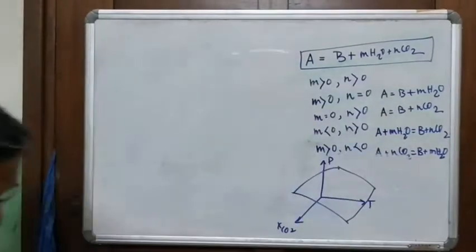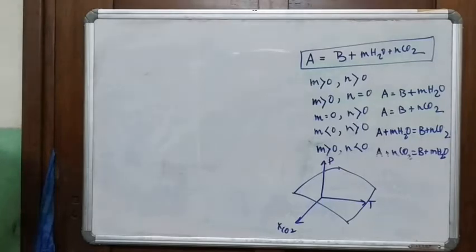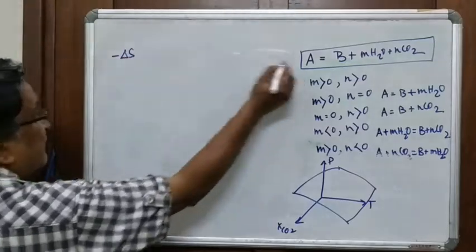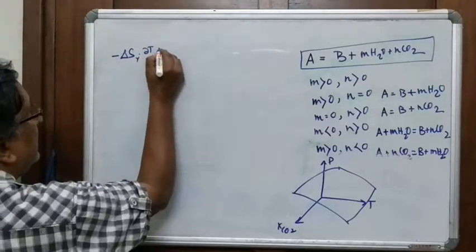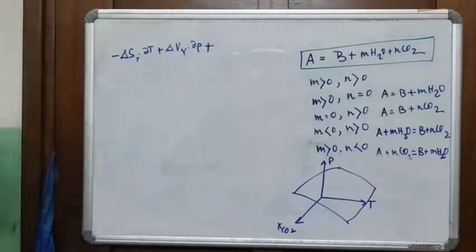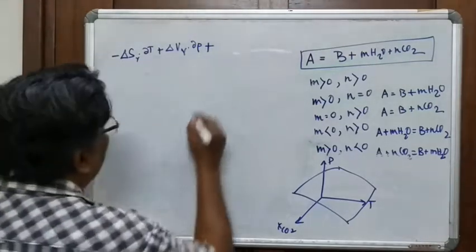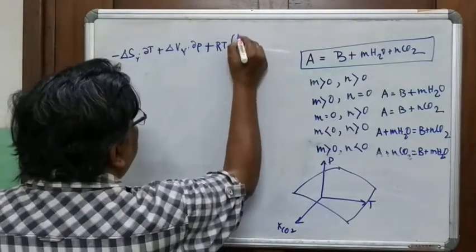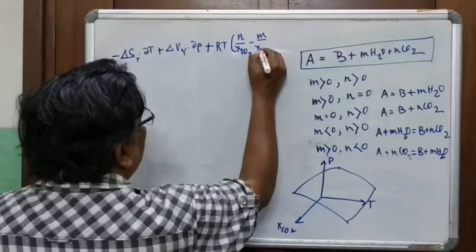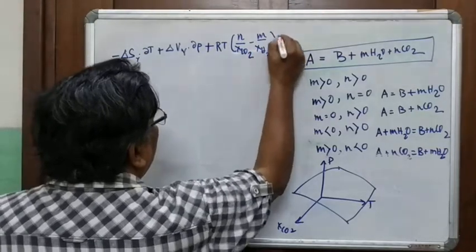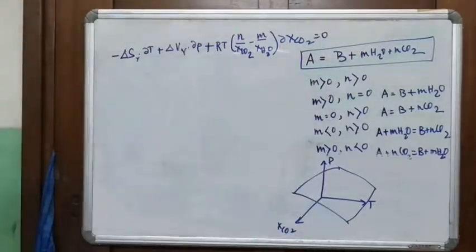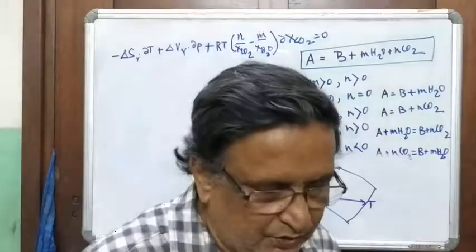Now this was the reaction that was derived, and I asked you to read it. It is minus delta SR for this reaction into dT, plus delta VR into dP, plus RT into (N XCO2 minus M XH2O) dXCO2. This is equal to 0. This is the thermodynamics of that reaction, the derivation of which I gave to you.